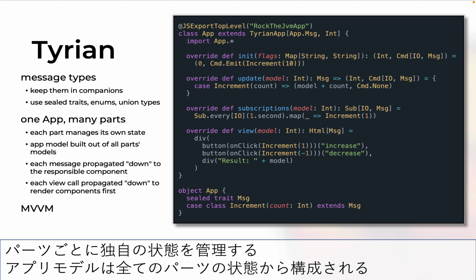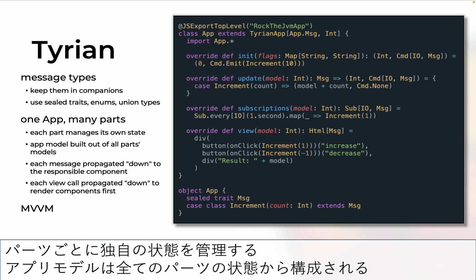First of all, the message types. The message types will signify various kinds of interactions either between the components of your application or between the user and your front end. So I'd recommend that you keep the message types in the companion objects of the respective components that will allow such interactions.